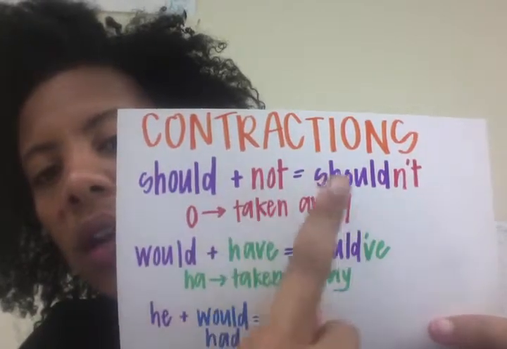So should and not make shouldn't. Would and not make wouldn't. Could and not make couldn't.